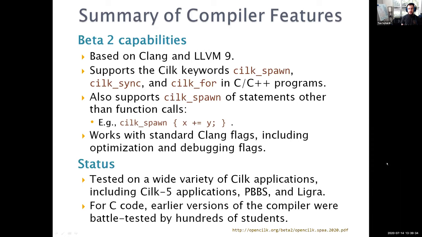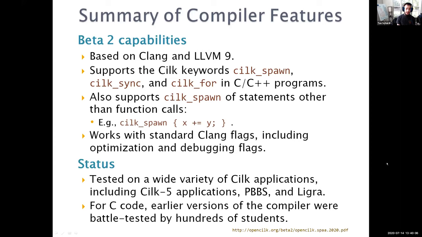And the OpenCilk compiler works with standard Clang flags, including the optimization flags inside of Clang and traditional debugging flags. If you encounter any issues when trying to use the OpenCilk compiler with one of those flags, you should let us know that that is an issue you encountered, because at least the intent is that it works with all of those flags.